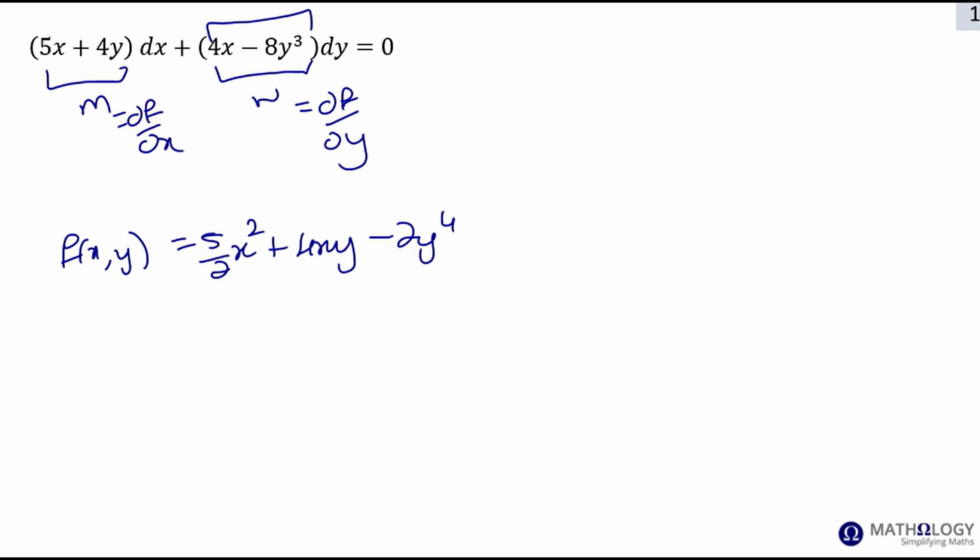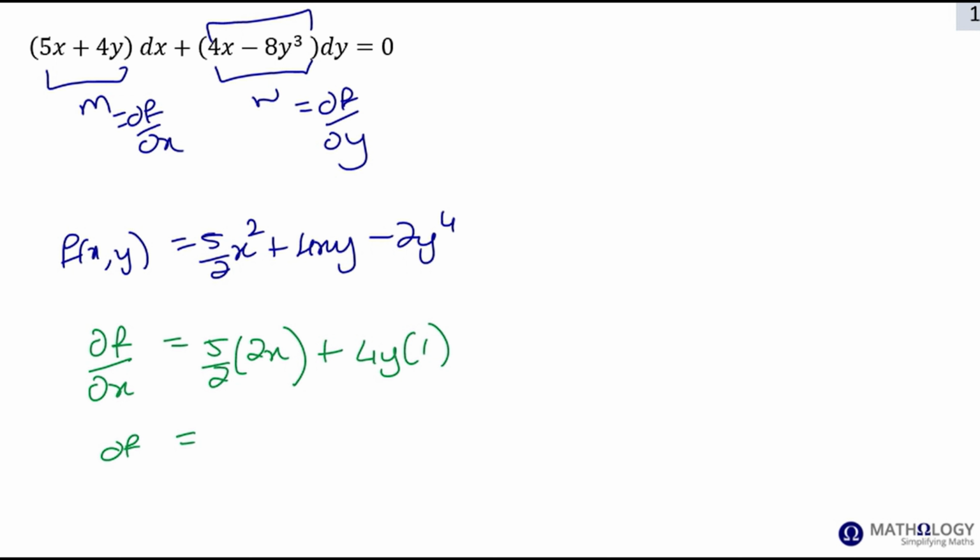Okay, so we're going to take the function that we've just found for f, 5 over 2x squared plus 4xy minus 2y to the 4. And we're just going to take the partial with respect to x. So if we're looking for df dx, we'll start with that, we'll do n as well. So with respect to x, we can have 5 over 2 times 2x plus, with respect to x, 4y is going to be a constant. The derivative of x is just going to be 1. And the derivative of minus 2y to the 4, there's no x's contained in this term, so the derivative with respect to x is going to be 0.